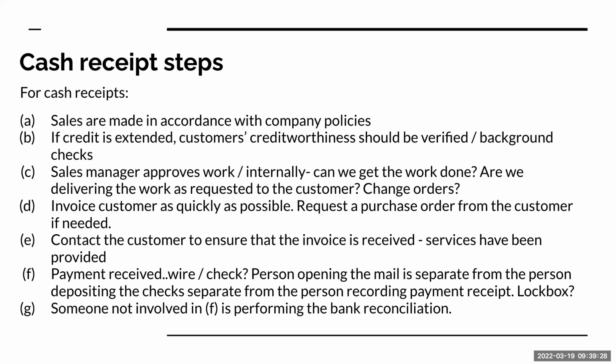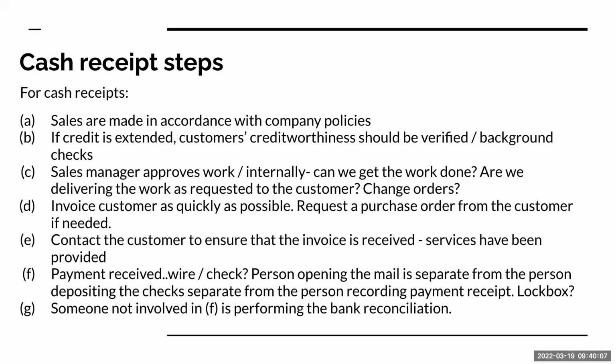So making sure that your workers know this is the contract we have with the customer. This is what we're going to do for the customer. If the customer wants something more than what they contracted for, we have to go and talk to the appropriate personnel. One of the other things is we want to be invoicing the customer as quickly as possible. This is so important, because if you do not invoice the customer quickly, it's going to delay getting cash. Also, kind of going back to what we saw with cash disbursements, I want to request a purchase order from the customer if it's needed.